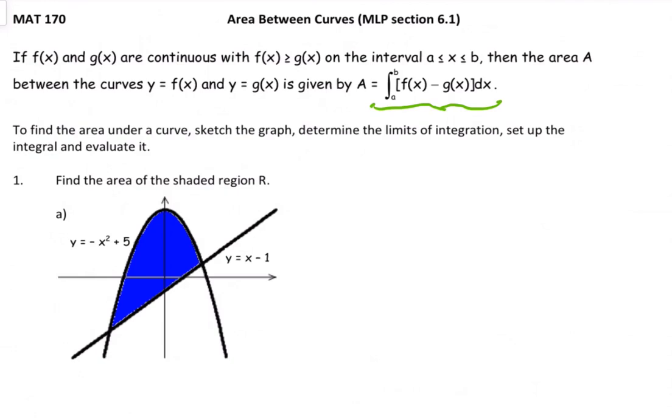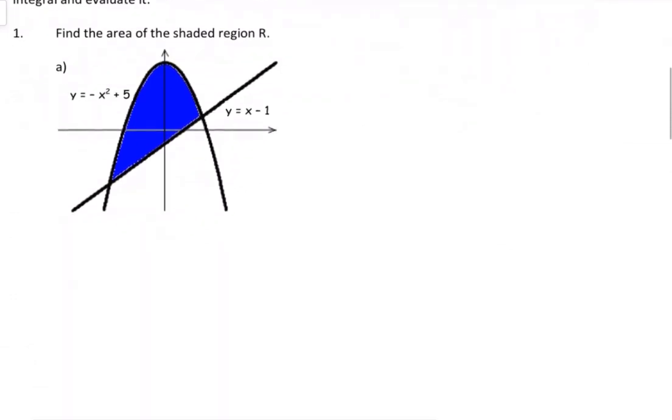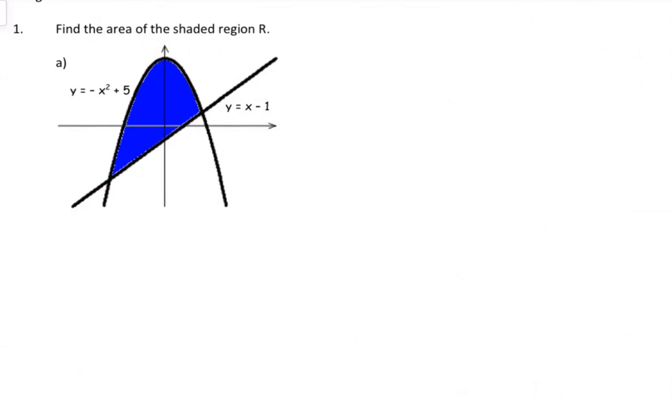And I'll show you that here in this picture. So here we have an area shaded in blue that's created by drawing the parabola negative x squared plus 5 and the line x minus 1. So when you shade the region that's bounded by those two curves, you get that shaded region in blue. And we want to find that area of that blue region.